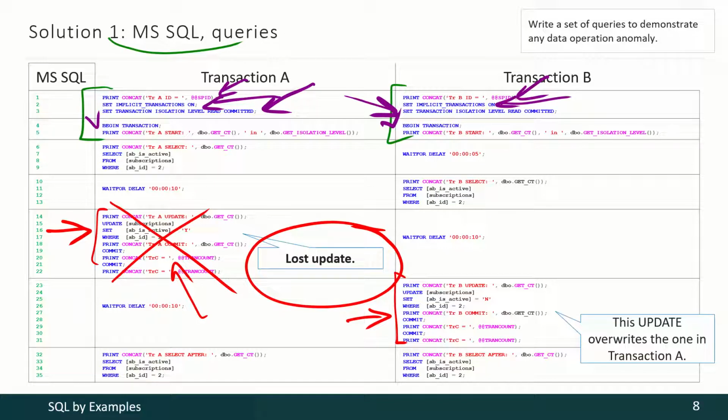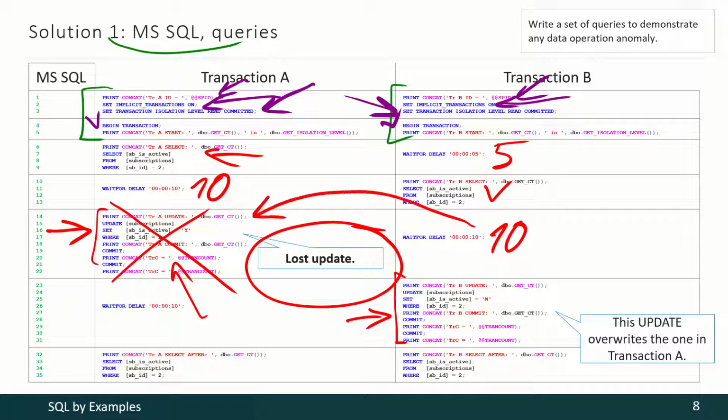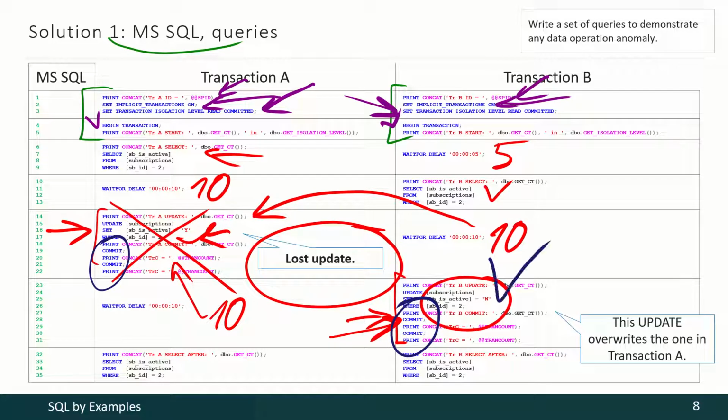In the main part we see the following actions. This transaction sleeps for 5 seconds, while this transaction reads some data and then sleeps for 10 seconds. Then this transaction also reads the same data and sleeps for 10 seconds. And during those 10 seconds, this first transaction updates that data. Then it also sleeps for 10 seconds, while this transaction changes the same data. You see that the first transaction commits its changes earlier than the second does. That's why these changes are committed in the database for real, and these changes are lost.